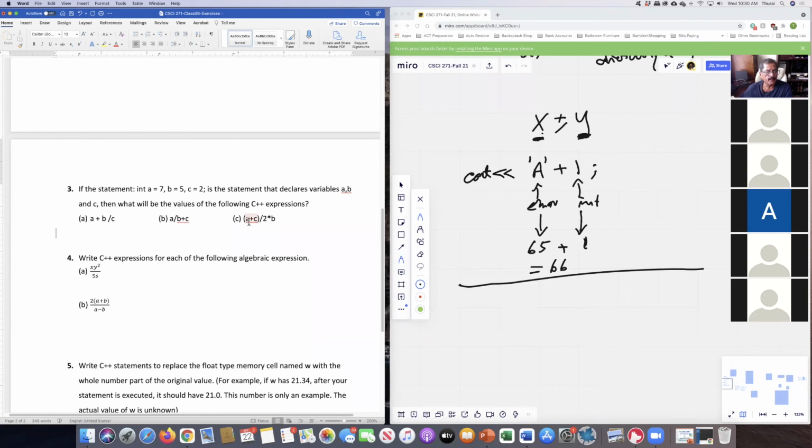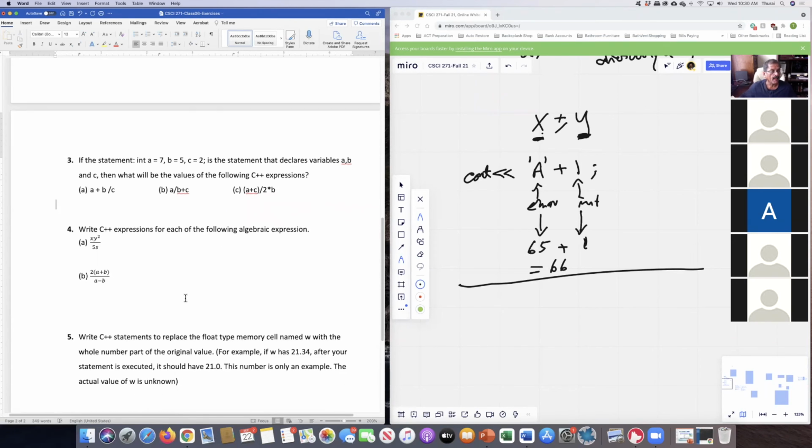So A plus C will be 9. 9 will be divided by 2. Between division and multiplication, the division is going to be first because it's on the left. So A plus C, 9 divided by 2, is 4. You're multiplying by B. 4 times 5 is 20. So 20 is the answer.